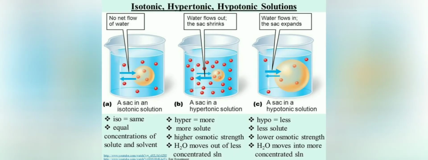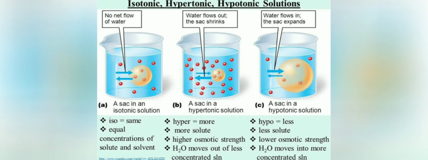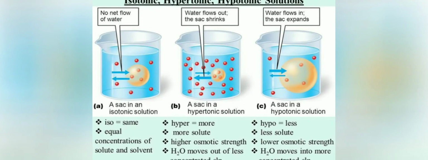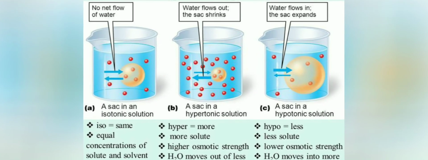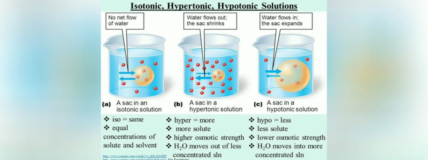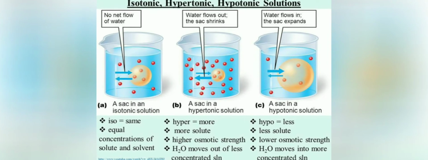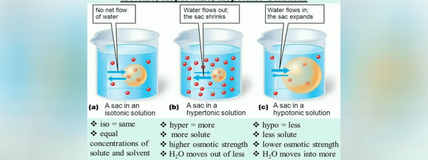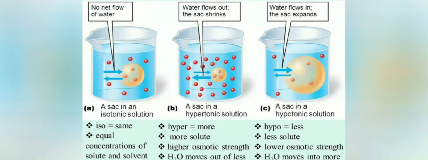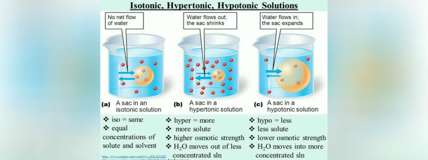Okay, let us come to the second diagram. If the medium has a lower concentration of water than the cell, meaning that it is a very concentrated solution, the cell will lose water by osmosis. Such a solution is known as hypertonic solution.